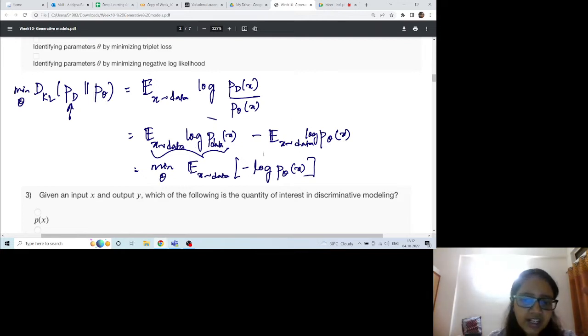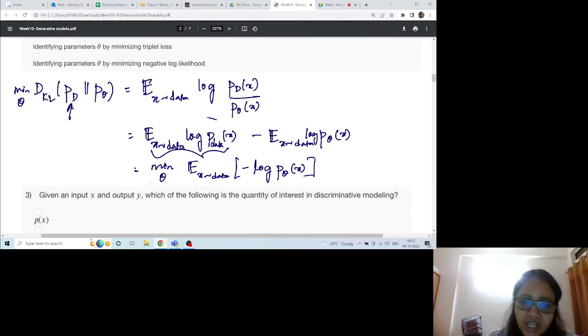Now if you rewrite it again a little bit, what you want to achieve is the minimum with respect to theta of this expression. This minus has gone inside in this particular line, which is fine because expectation allows it. So it's the min with respect to theta of the expectation of x sampled from data of minus log of p theta of x.